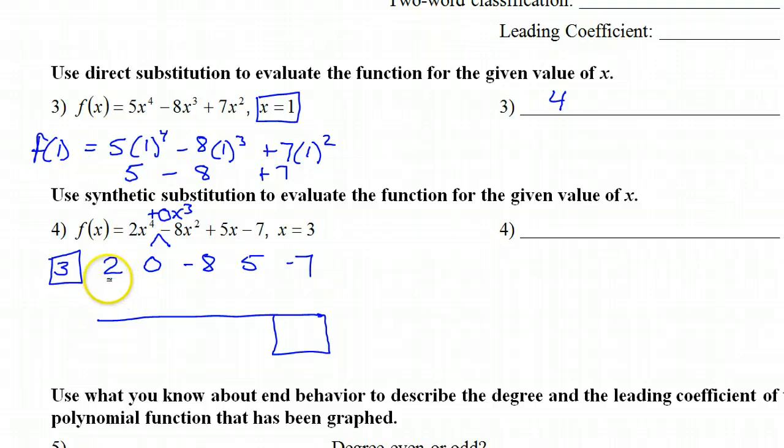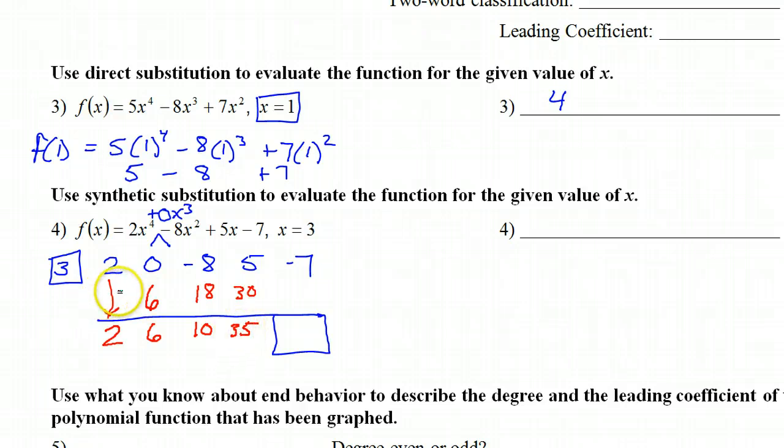So, you bring down the first number. Okay, just bring it down. And then I do 2 times 3 is 6, and I put it here. Add these and I get 6. I start over. 6 times 3 is 18. So I put the 18. 18 and negative 8 make 10. 10 times 3 is 30. Together, that's 35.